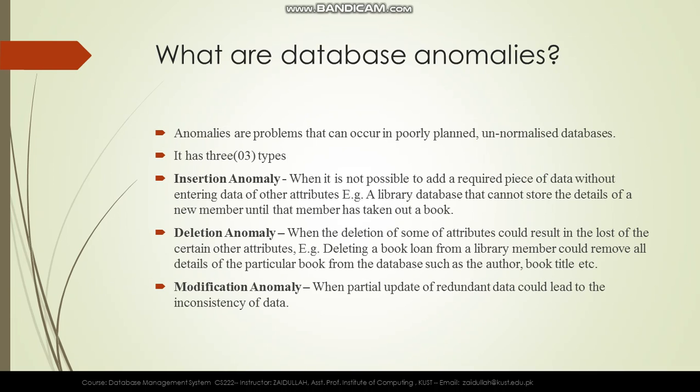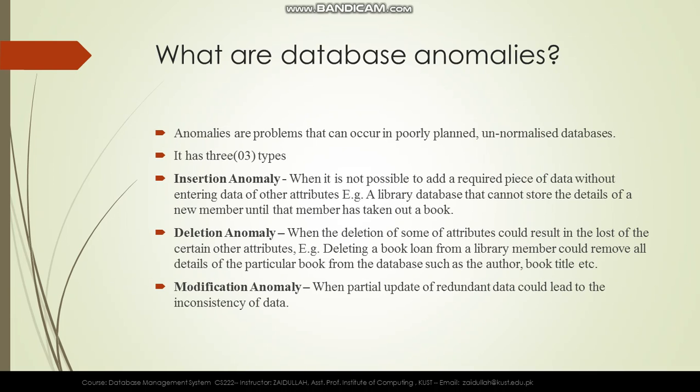Let's take an example of a library database that cannot store the details of a new member until that member has taken out a book. Similarly, deletion anomaly occurs when the deletion of some attributes could result in the loss of certain other attributes. For example, deleting a book which is loaned by a library member could remove all the details of the particular book from the database, for example author, book title, etc.